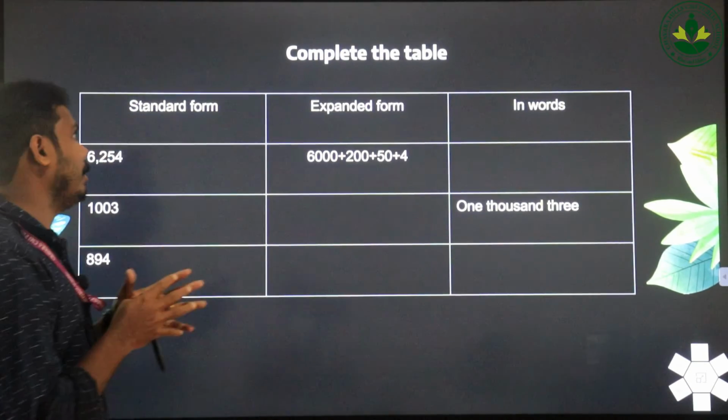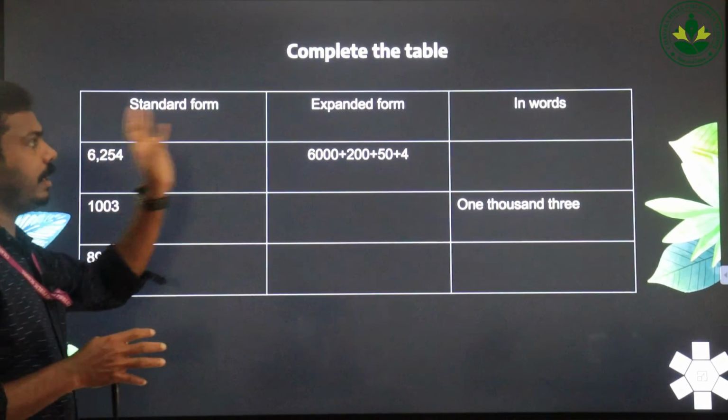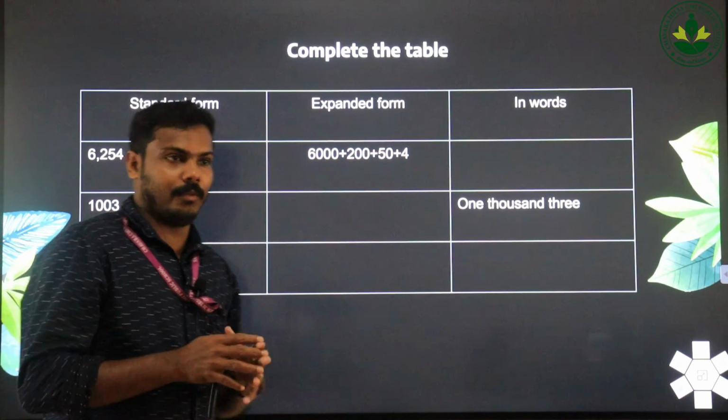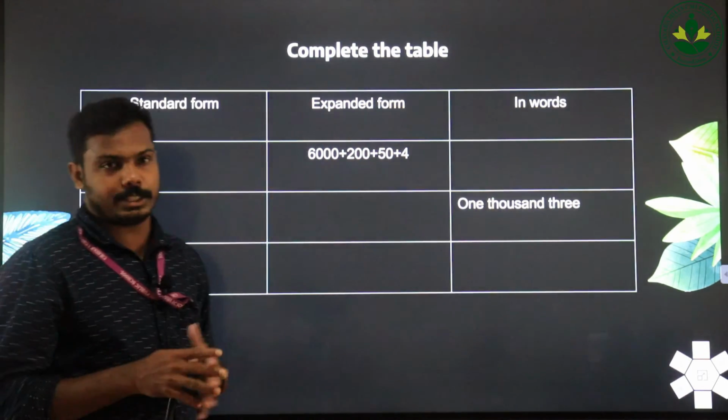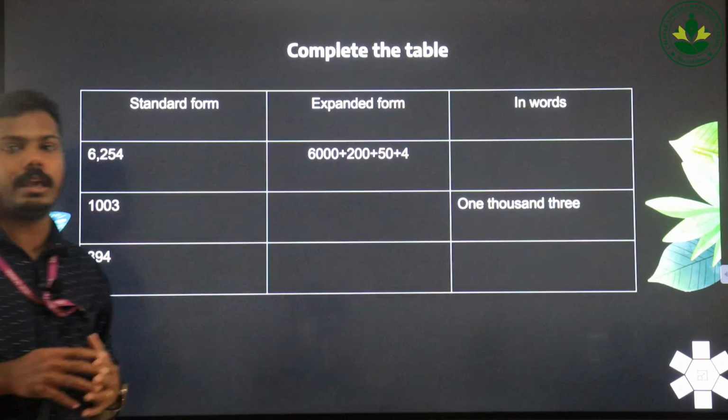Next question, complete the table. We need to complete this table. Here they gave standard form, expanded form, and the number in words. In the first one they gave standard form and expanded form. We need to write the number in words.